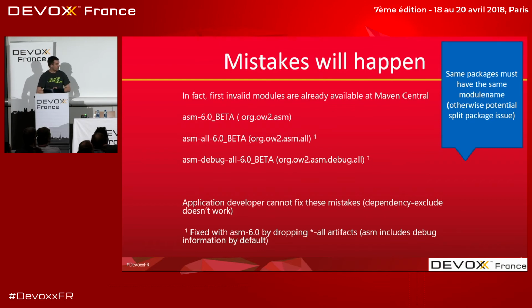And as an application developer, you cannot fix this, because requires really means required. It must be there. Maven has the option to exclude specific dependencies, and that's not there in a module descriptor. This issue was fixed for ASM 6.0 by simply saying we're not going to use those all artifacts anymore, and debugger is included by default.